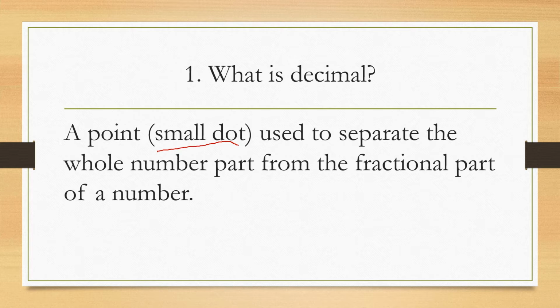A point or a small dot used to separate the whole number part from the fractional part of a number. Okay, so again, I'm going to read it again. A small dot used to separate the whole number part from the fractional part of a number is what we call decimal.